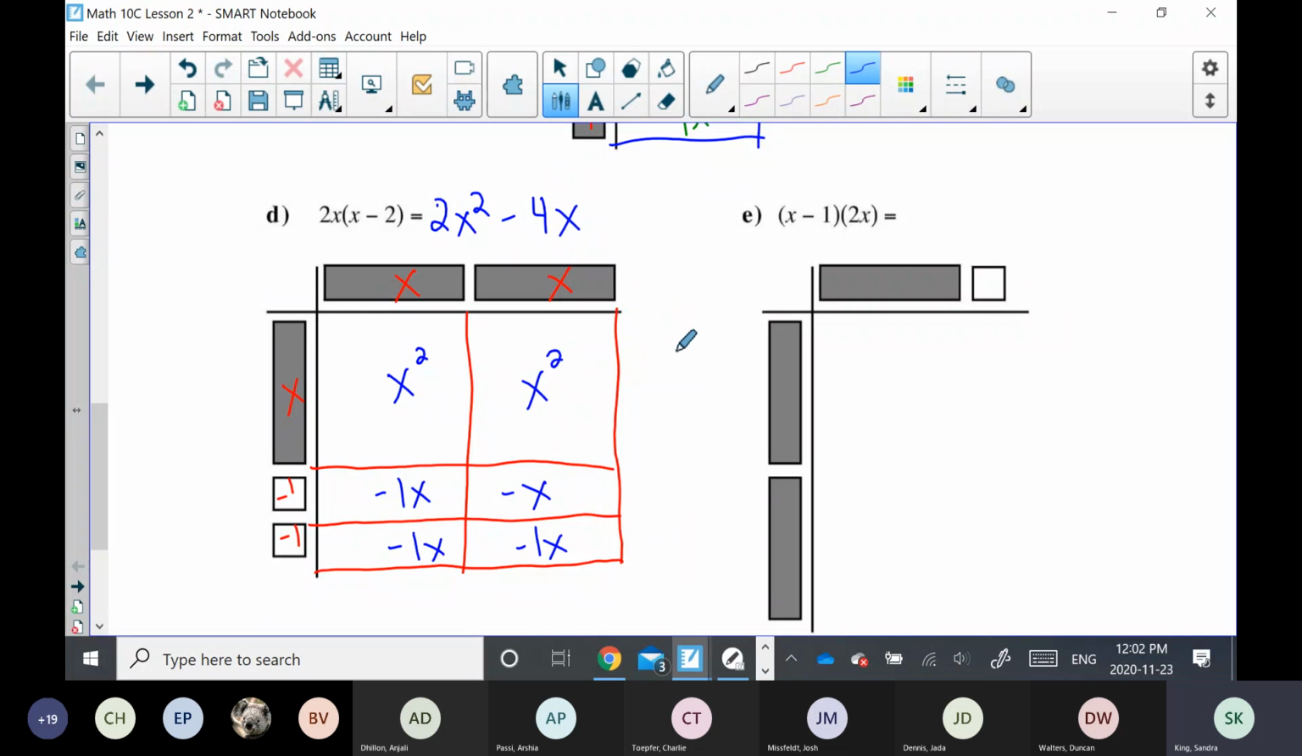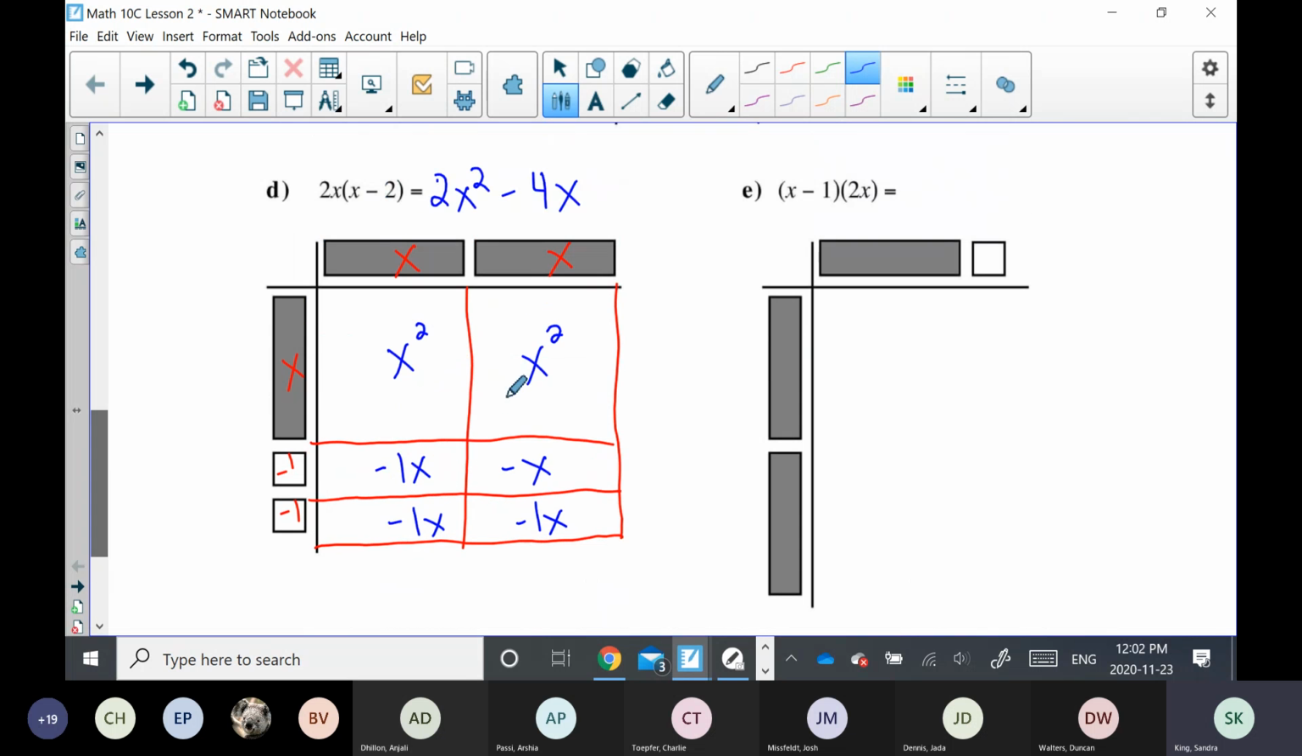Just to see if you understand this, I want you guys to try this one. See if you could fill in the rectangle, like draw the appropriate vertical and horizontal lines. Label everything, right? So we've got an X, X, X, -1, and then see if you could fill in the area of this.